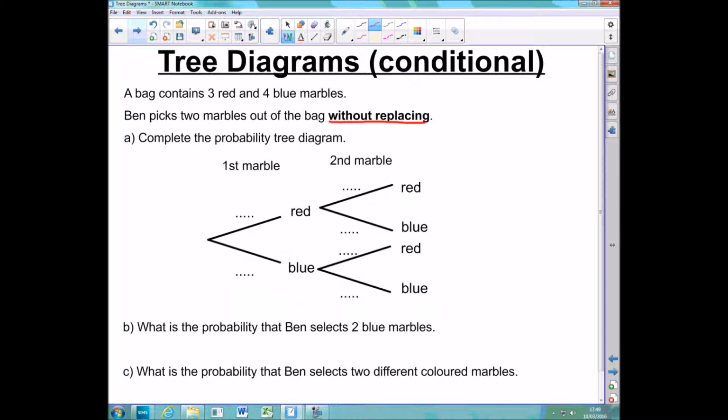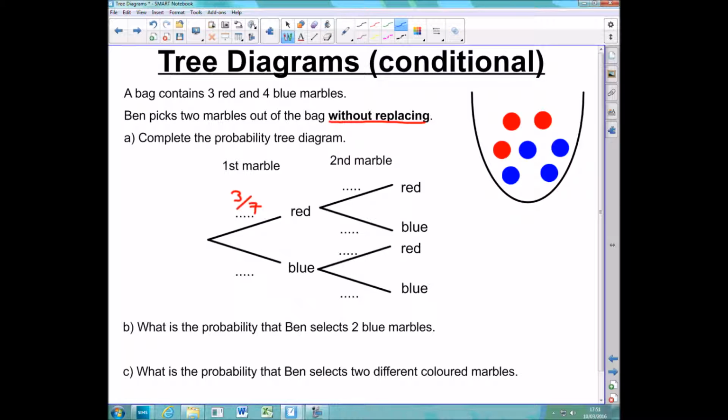So again, the question is exactly the same as before. It's asking us to complete the probability tree diagram. Then we've got some probability questions down the bottom. So why does this phrase, without replacing, make this question different? Well, I'm just going to demonstrate for you what is going on in this question. So as you can see, I've now got my picture of the bag with the 3 red marbles and the 4 blue marbles. And I'm just going to start off by writing down the probability as a fraction of picking a red marble out of the bag. Now, the probability of picking a red marble out of the bag is 3 out of 7.